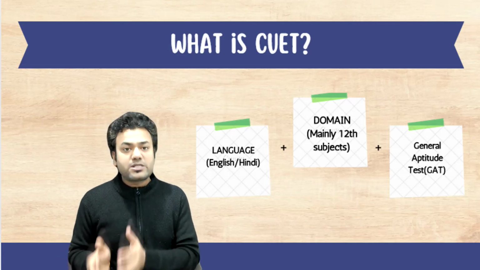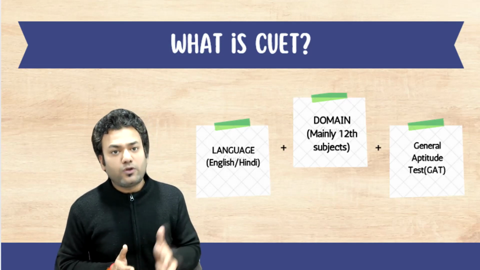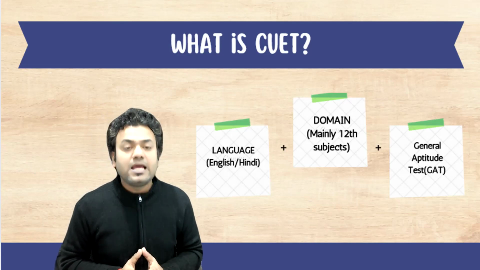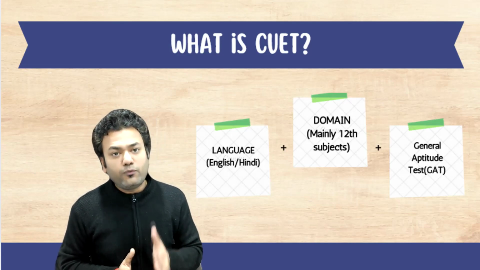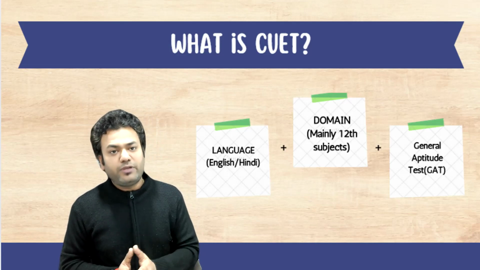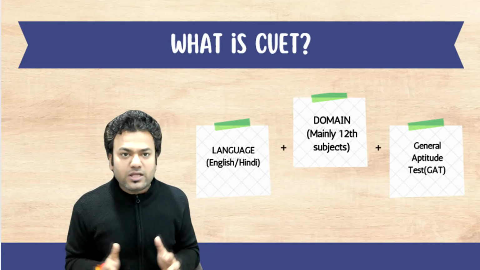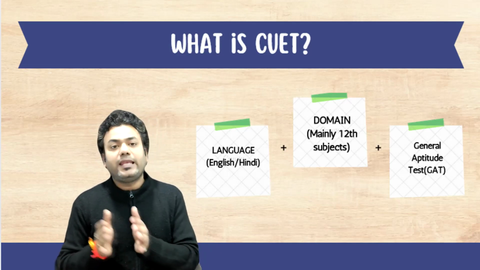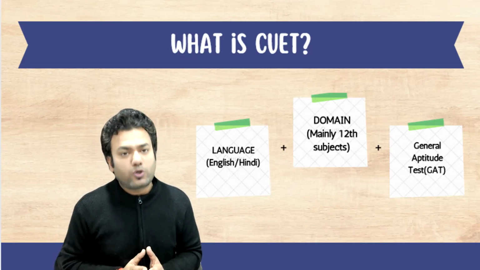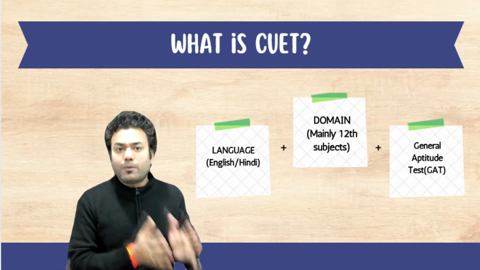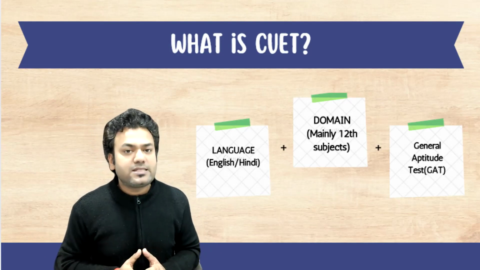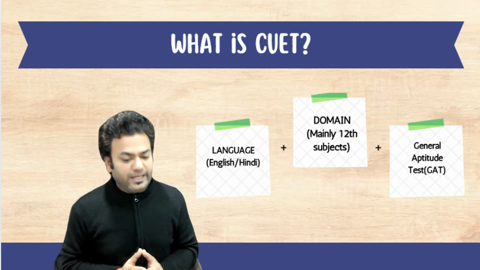For example, a commerce stream student can go through accounts, economics, BST, and mathematics with us, and a humanities stream student can go for political science, history, geography, and other subjects as well. We have the complete set of preparation available, both online and offline, and recorded lectures will be given to you as complimentary so that you can revise the module many times.